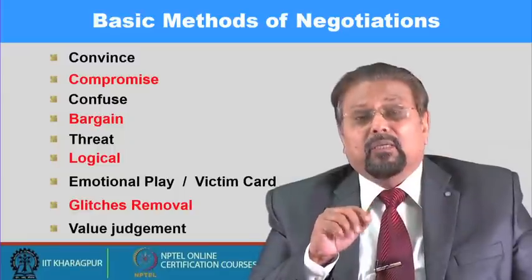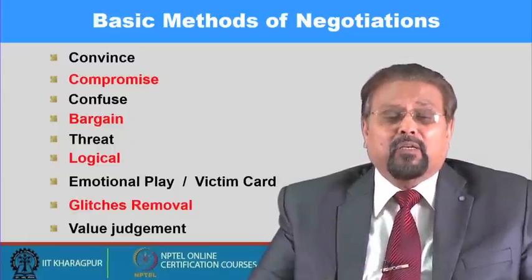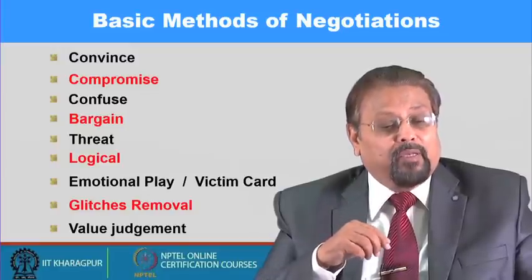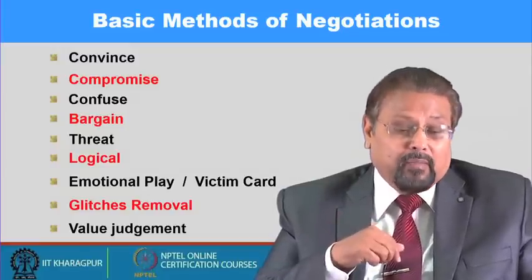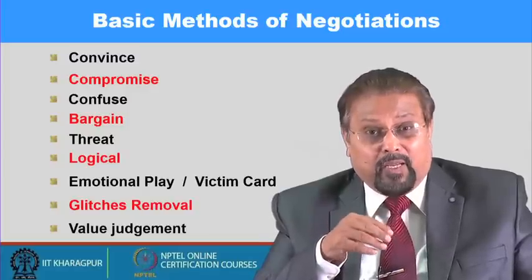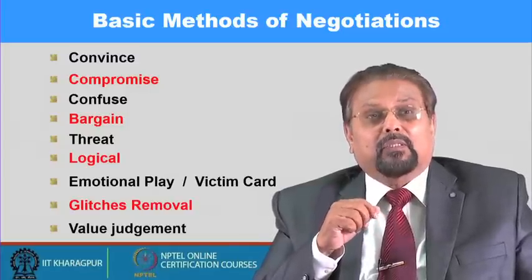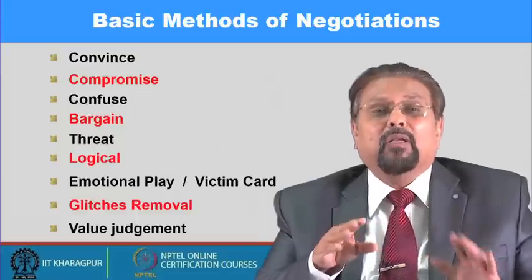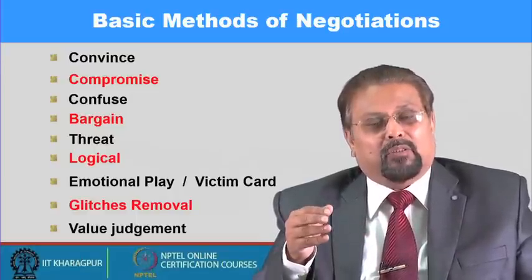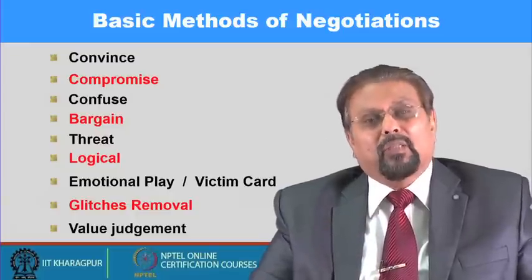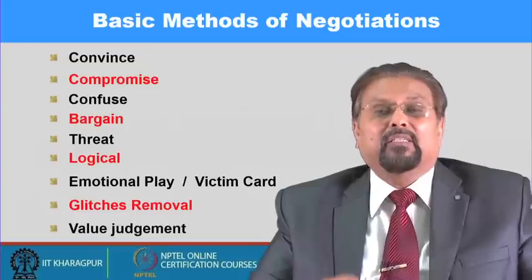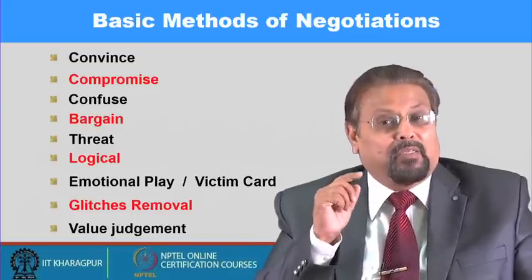So now if you see, in the whole there are different kinds of methods. Let me just read out once again for you: convince, compromise, confuse, bargain, threat, logical, emotional play or victim card, glitches removal, and value judgment. See, most often, I'll tell you, for normal household goods, it's the bargain that goes on in negotiation. So you'll find in the market, in the vegetable market, in any of the markets, bargaining is the term which is very common, but it's nothing but negotiation.